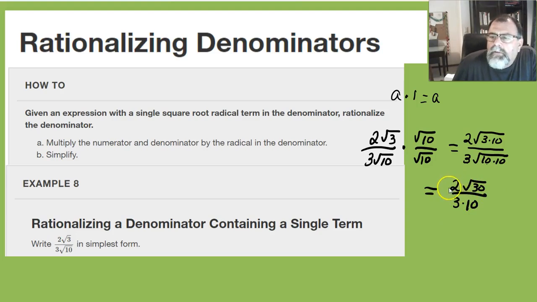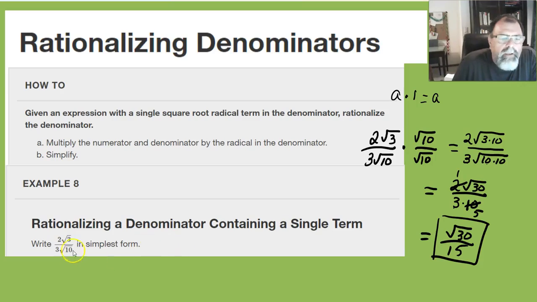Oh, and then we can reduce here. 2 divides into 10, leaves you 5. So 3 times 5 is 15. So that would be our final answer for simplifying 2 square root of 3 over 3 square root of 10.